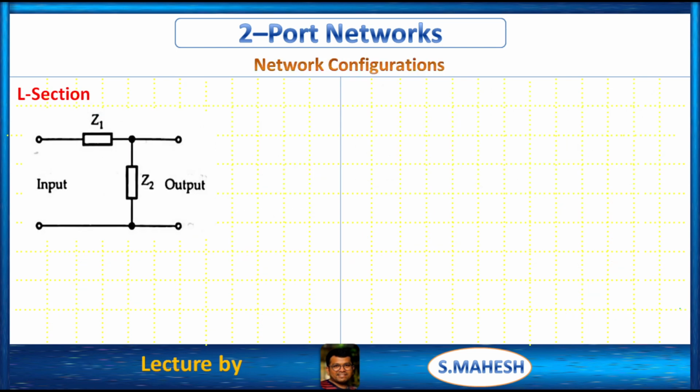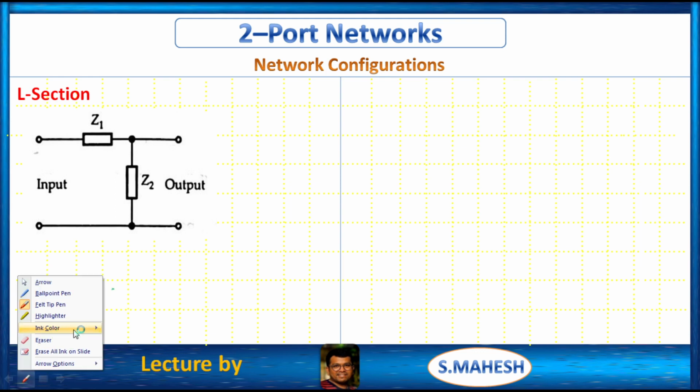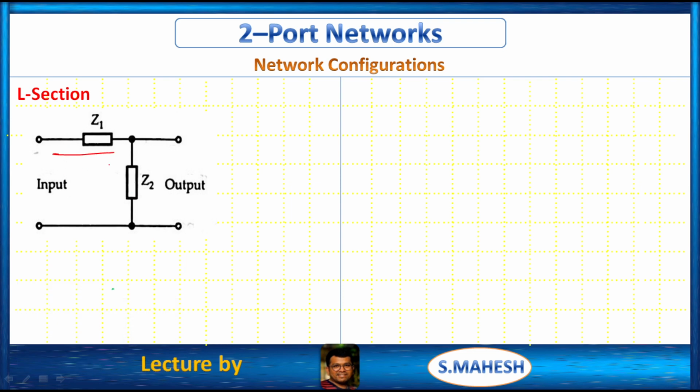Next, L section. That is nothing but L section. See, why is it called L section? Because here the series arm impedance as well as the shunt arm impedance are connected in such a manner that it looks like the letter L. That's why this section is called L section.